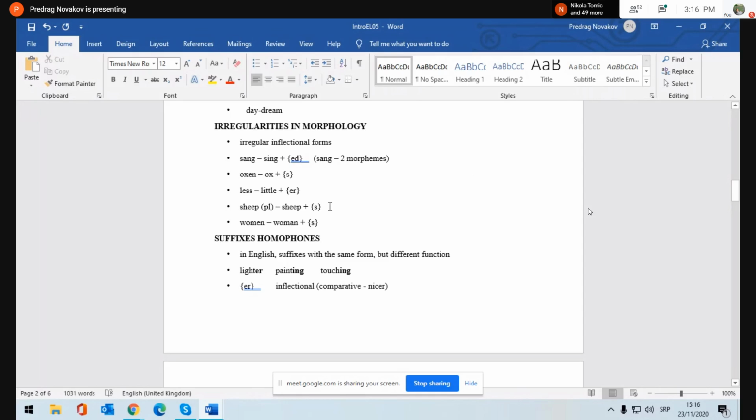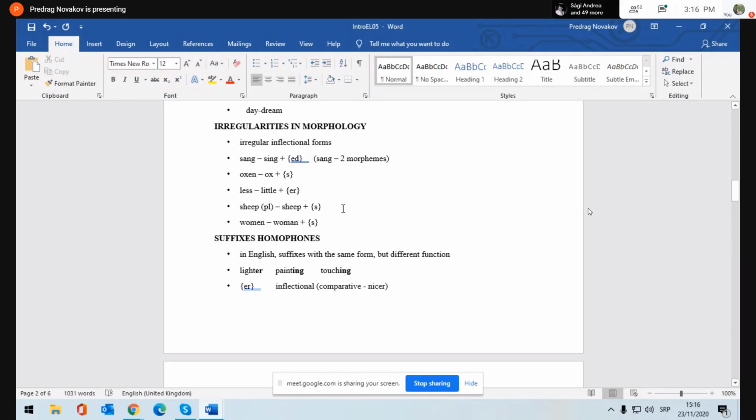The same goes with the following examples. Oxen, ox plus s, but s realized in an irregular way, not oxes, but oxen. Less as a comparative, little plus er, but er realized in an irregular way. Sheep as a plural, not as a singular: sheep plus s, but s is realized as zero plural. We do not pronounce it. Still two morphemes if it is plural.